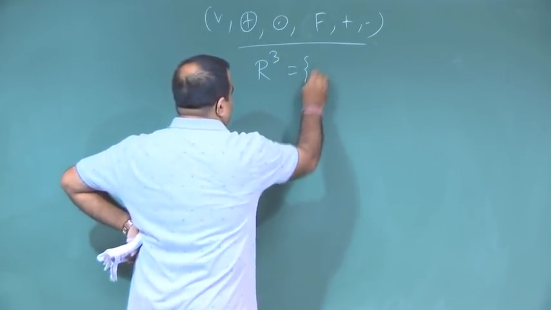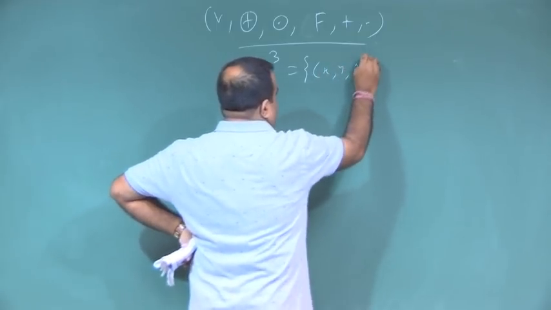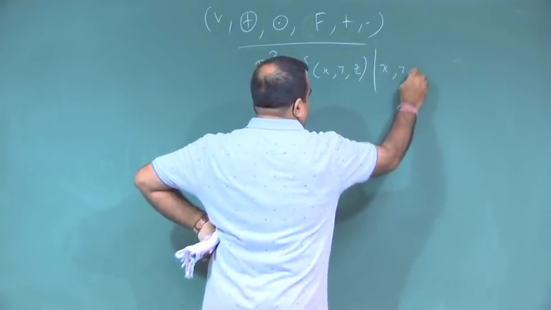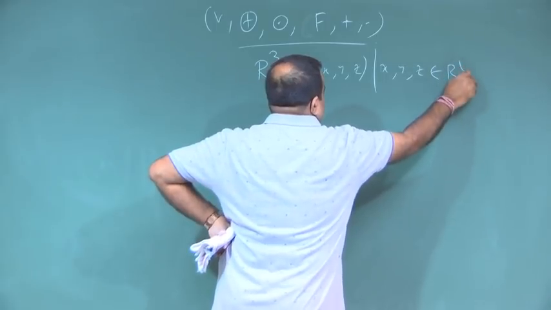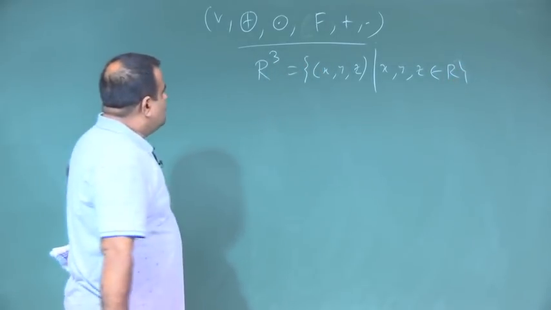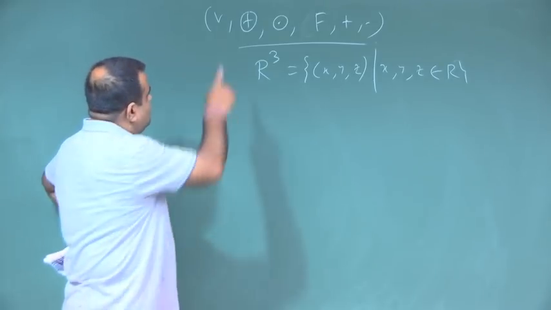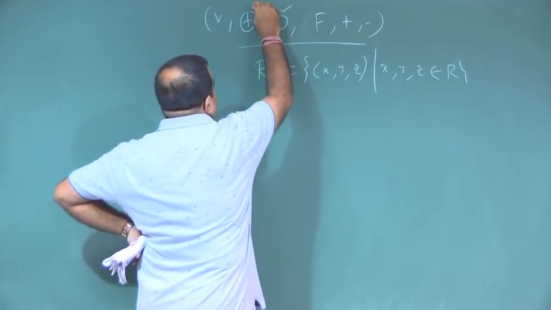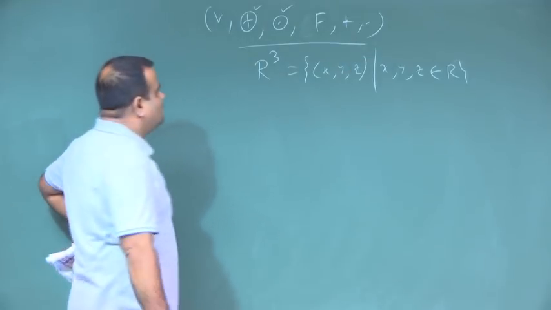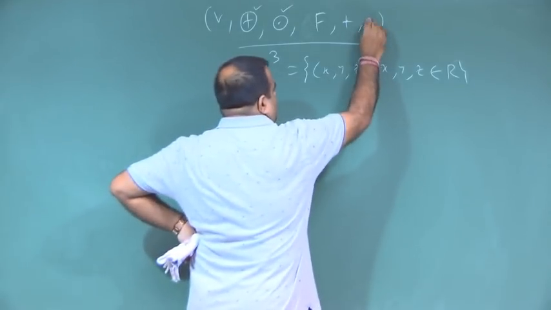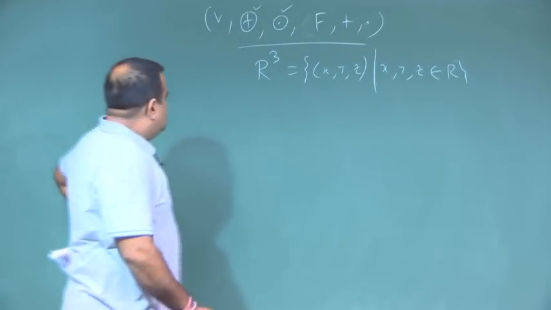So R3 is basically a vector space over this R. So now we'll define some of the properties with the scalar multiplication. This is called scalar multiplication. This is vector addition. This is the field addition, field multiplication. This dot. Okay.